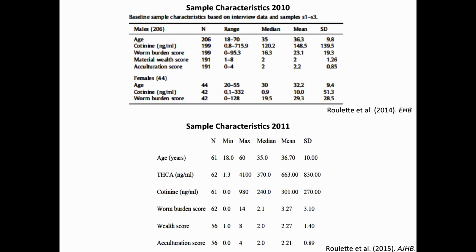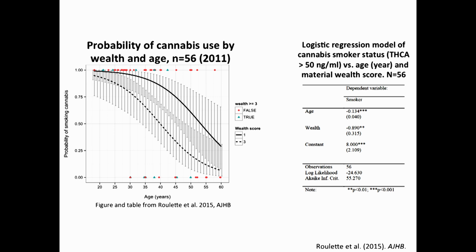This slide just shows sample characteristics. I'm going to maybe skip over this. So this is looking at the probability of cannabis use by wealth and age.